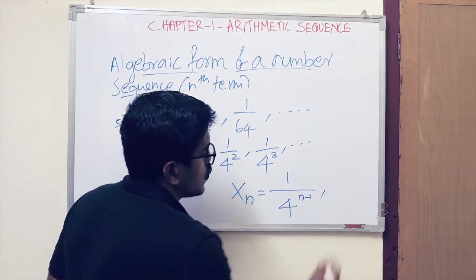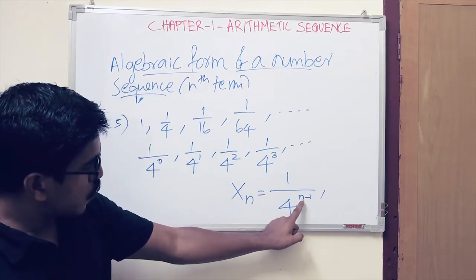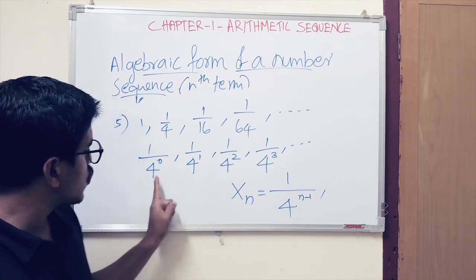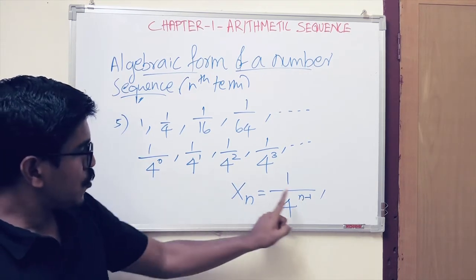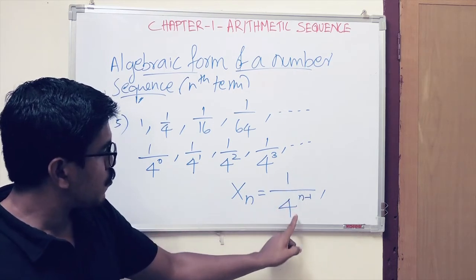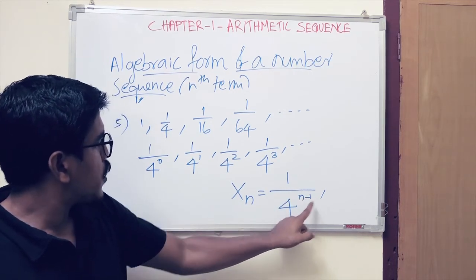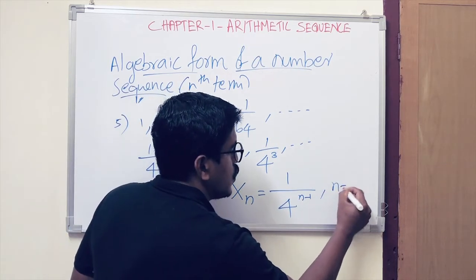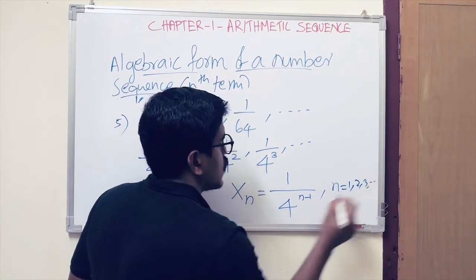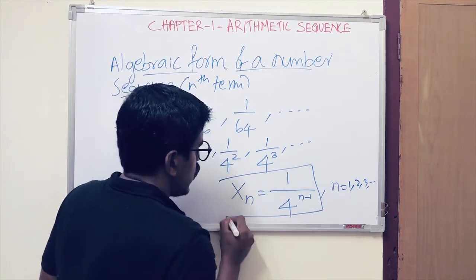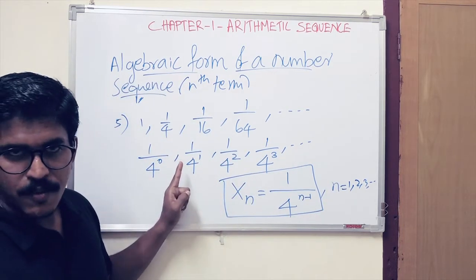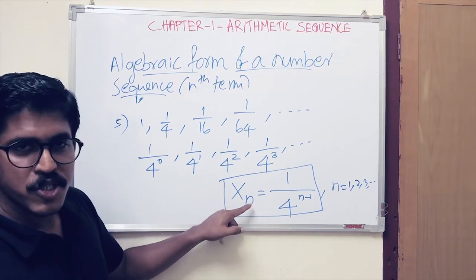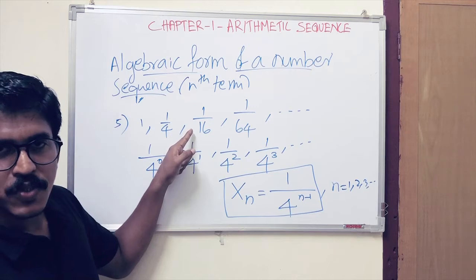Okay, so if you put n equal to 1, then 1 by 4 raised to 1 minus 1, that is 0, 4 raised to 0 will come. Then if n equal to 2, then 1 by 4 raised to 2 minus 1, that is 1, 1 by 4 raised to 1 will come. n equal to 1, 2, 3, etc. So in this way, you can construct all the terms from this general form. So this is the algebraic form of this number sequence.